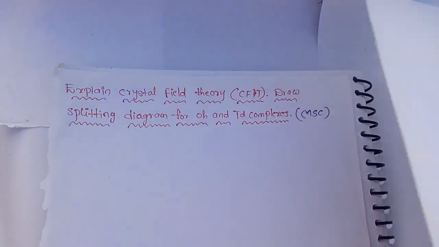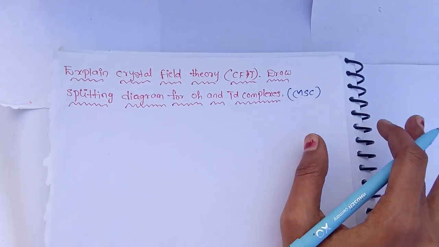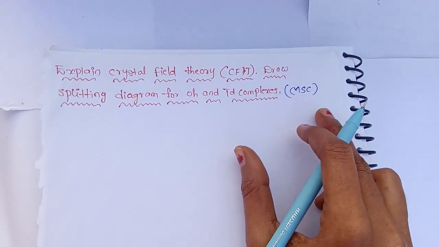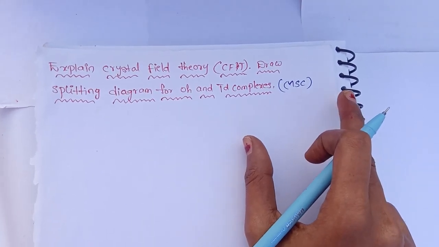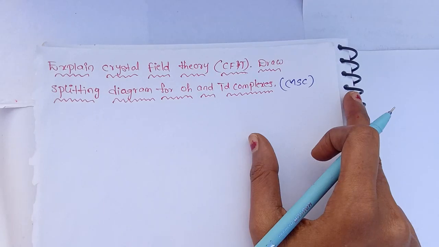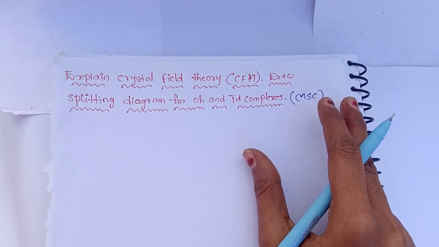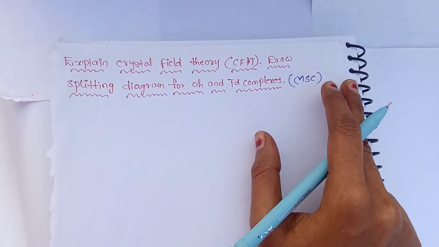So first of all I want to explain the theory, to understand how to write the topic in exams. So first of all, what is the crystal field theory? Crystal field theory explains the magnetic, electronic and optical properties of transition metal complexes by treating the metal-ligand bonding as electrostatic.